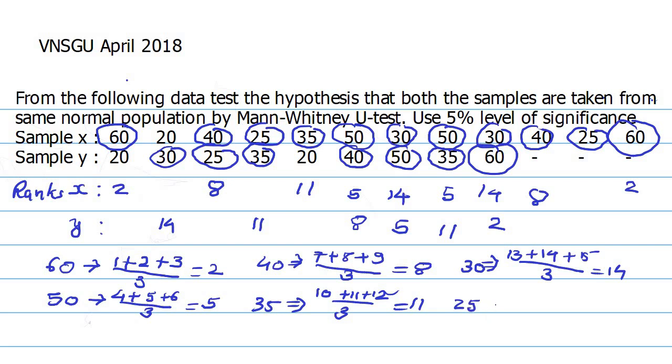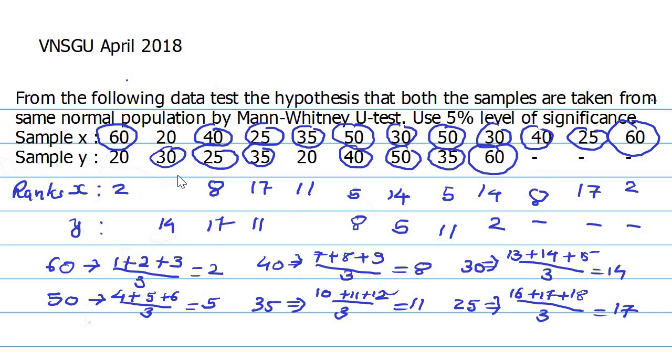average rank for 25, after 15 you can write here 16, 17, 18, and that is divided by 3, and that will give us 17. So 25 will be assigned rank 17. Here dash, dash and dash, and 25 is given rank number 17. So 3 times 17.